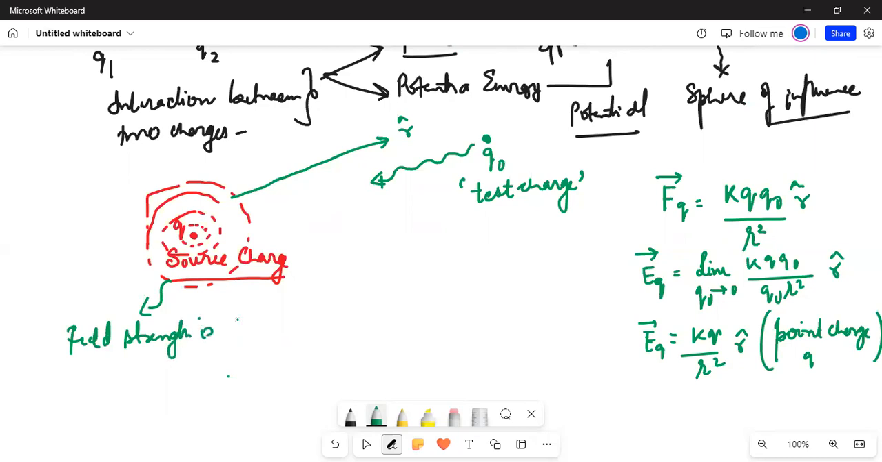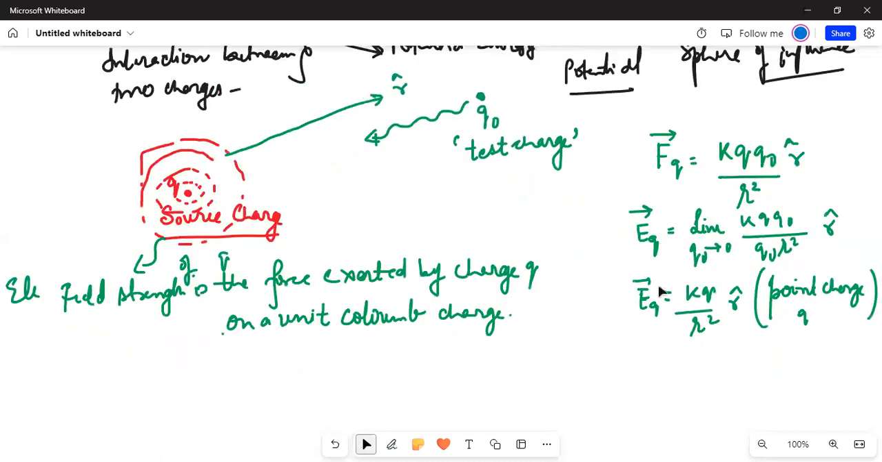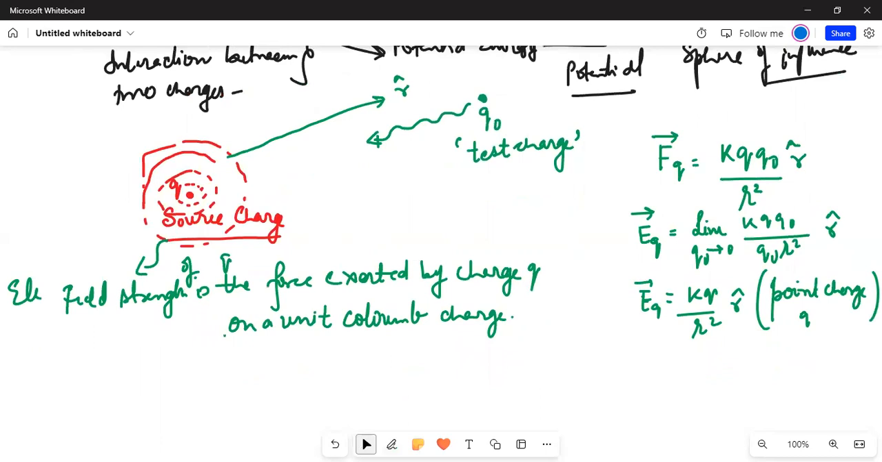One would say field strength, electric field strength of charge Q, is the force exerted by charge Q on a unit coulomb charge. Okay, this is what you would probably have known. Now you'd see what sort of definition I have given and why this is written. This is also the same. This is equivalent to writing what I've written there.